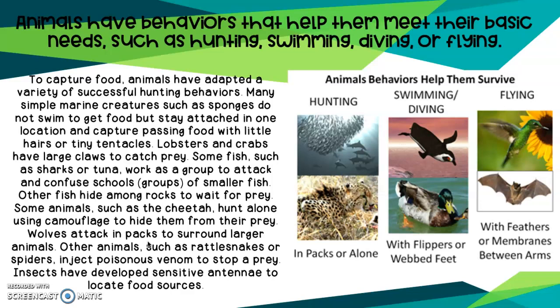Some fish, such as sharks or tuna, work as a group to attack and confuse schools, which is groups of smaller fish. Other fish hide among rocks to wait for prey. Some animals, such as the cheetah, hunt alone using camouflage to hide them from their prey. Wolves attack in packs to surround larger animals. Other animals, such as rattlesnakes or spiders, inject poisonous venom to stop a prey. Insects have developed sensitive antennae to locate food sources.